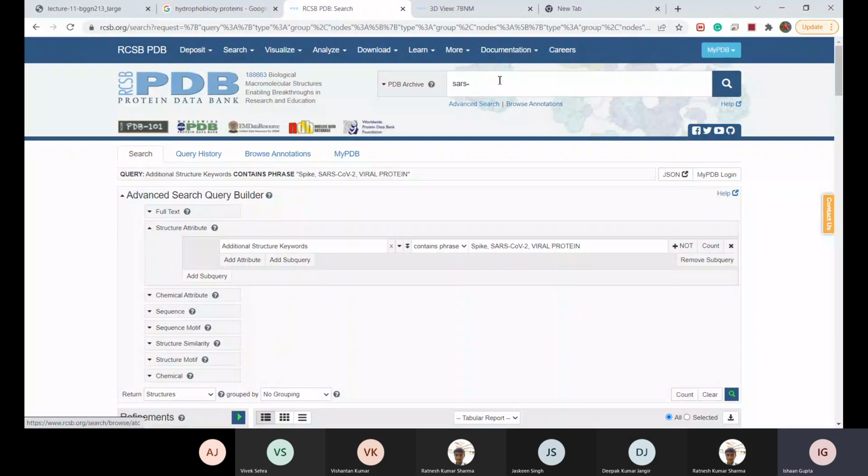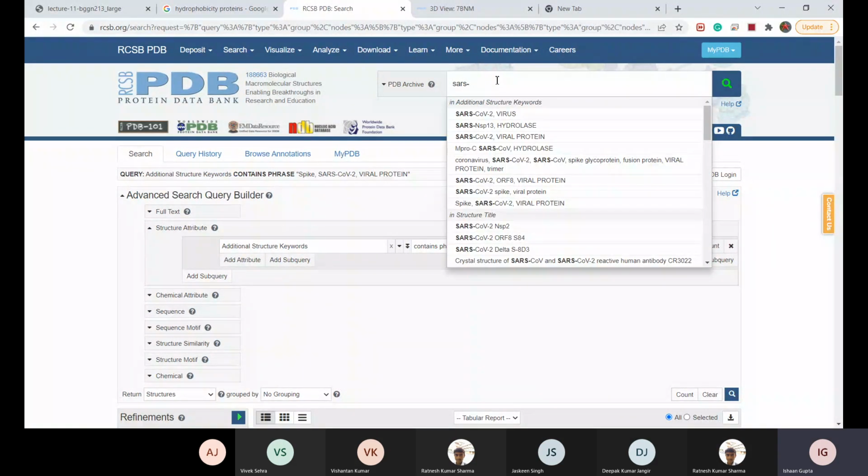Can you see my screen? So now what you can do is go into the PDB bank, and let us say we want to look for PDB structures of proteins coming from the SARS-CoV-2 virus, right? Specifically, let's search for the spike protein of the SARS-CoV-2 virus.